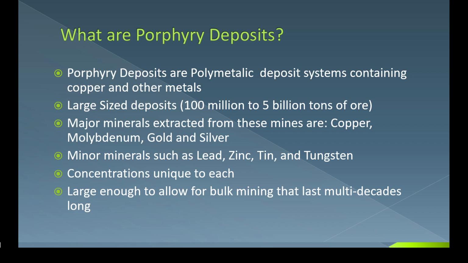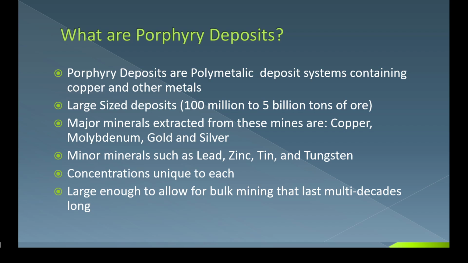Porphyry-type deposits are polymetallic deposits containing copper and other metals. These deposits are typically large, although they can range from 100 million to 5 billion tons of ore. These are major mineral deposits, and they are extracted for many different minerals, including copper, molybdenum, gold, and silver. Minor minerals include lead, zinc, tin, and tungsten as well.